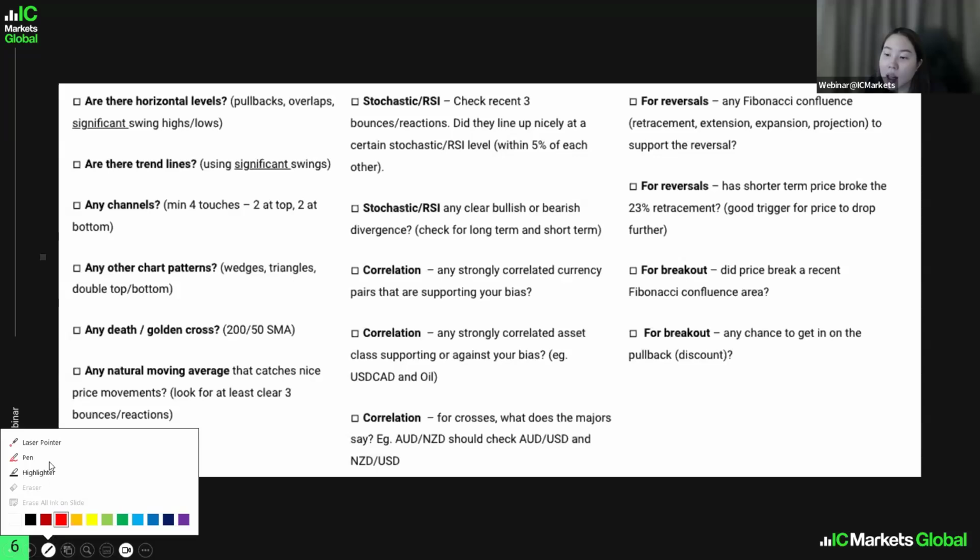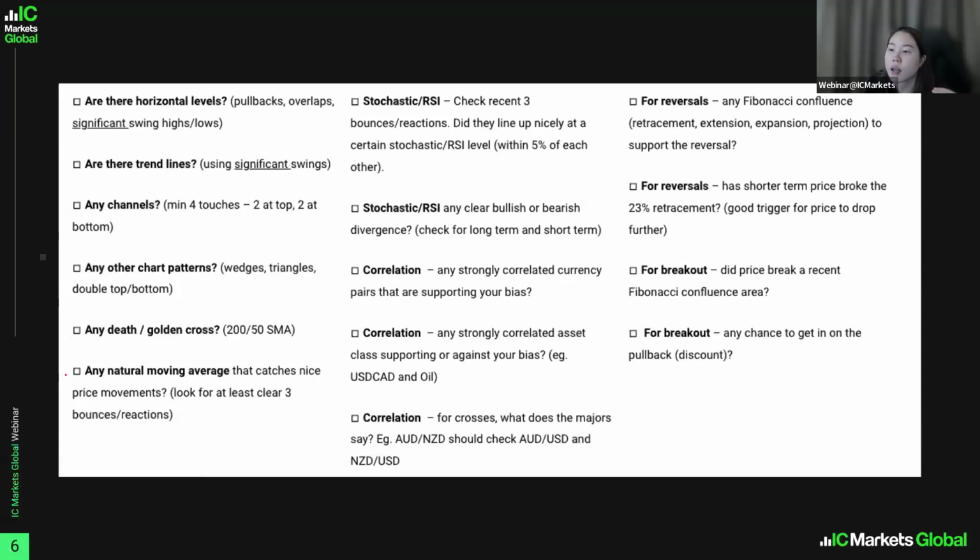To understand how to execute a plan, you need to understand what the plan is. So this cheat sheet is more specifically for trend traders. That means the market needs to be trending either in an uptrend or a downtrend. If it's an uptrend, I will enter for a buy. And if it's a downtrend, I will look for a sell entry.